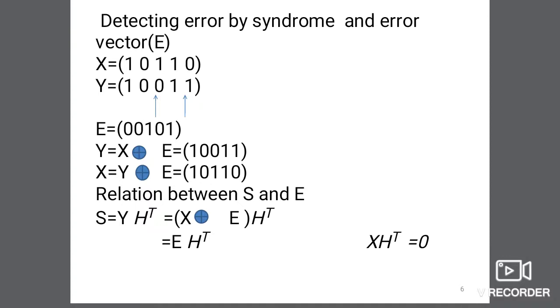Here is the relation between the syndrome vector S and the error vector e. We use the equation S is equal to yH^T, which is (x plus e) multiplied by the transpose of H, and this is equal to eH^T, e multiplied by the transpose of H. Here xH^T is equal to 0.